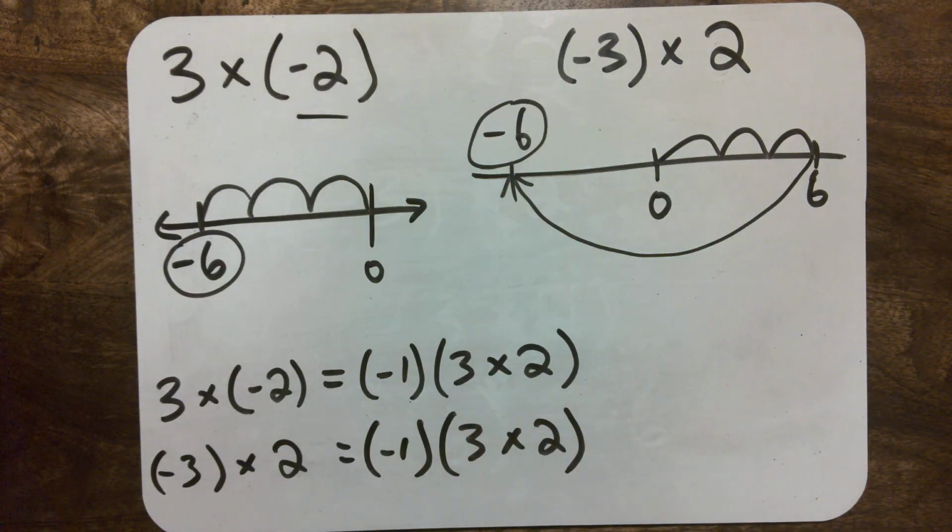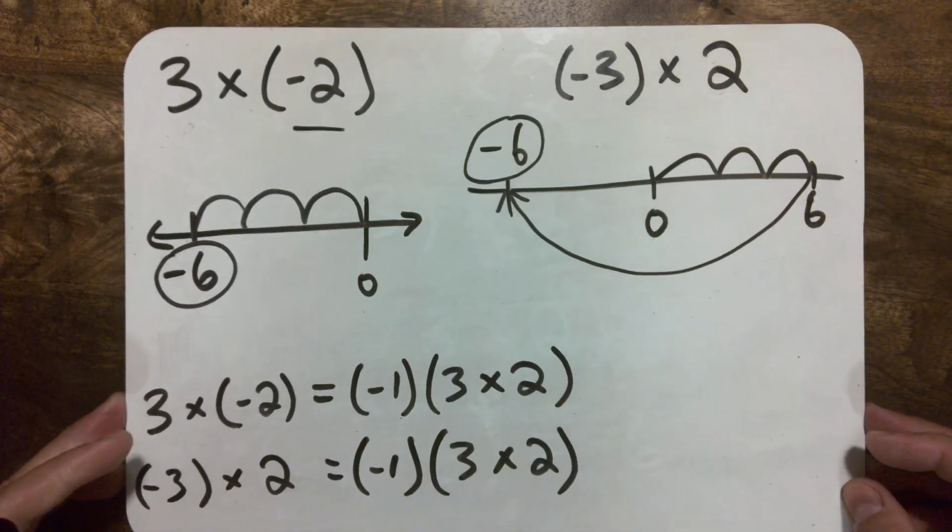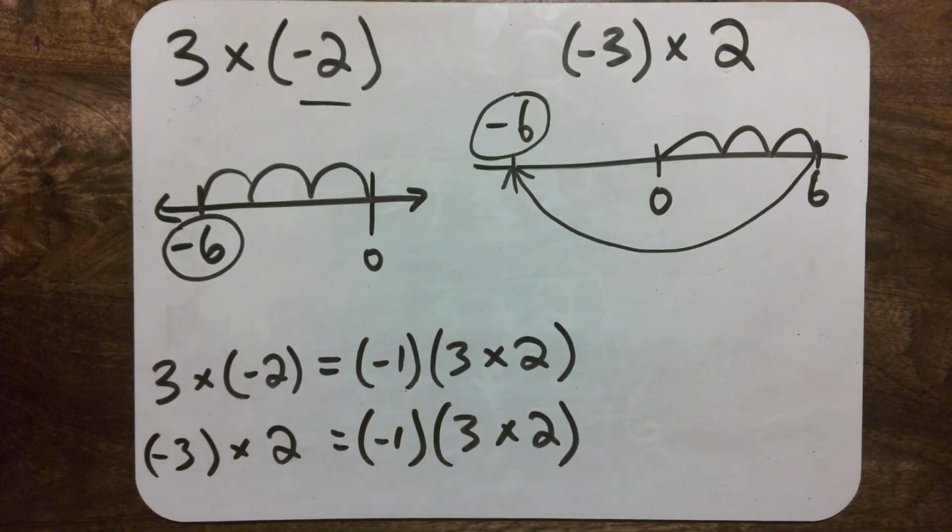Okay. So those are the 2 rules. Right? Same sign is positive, different sign is negative, and then the 2 color counters and the number lines, and then our equations will be our models there.